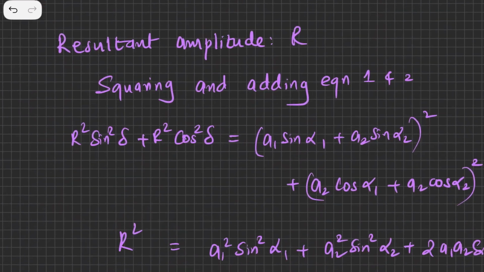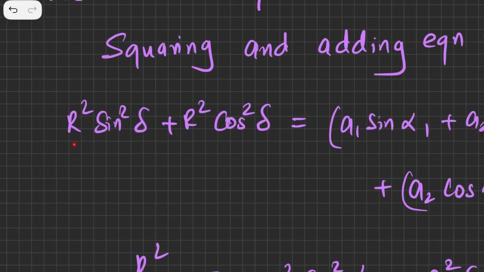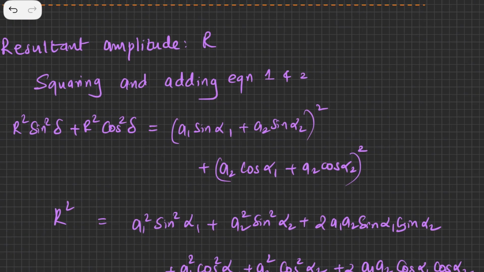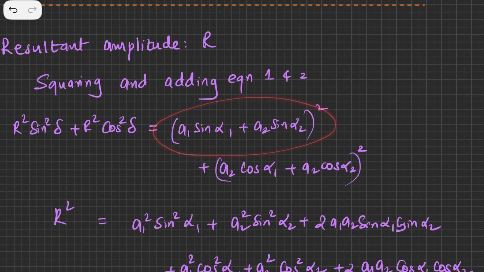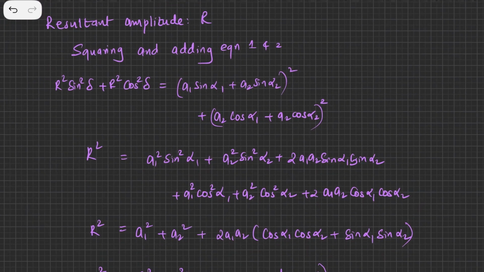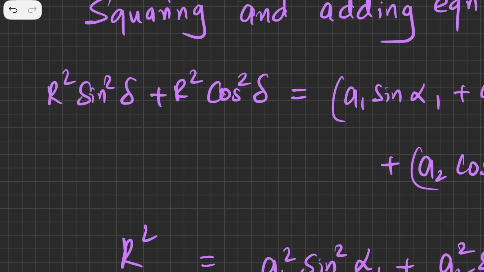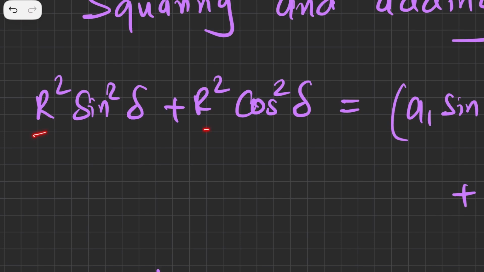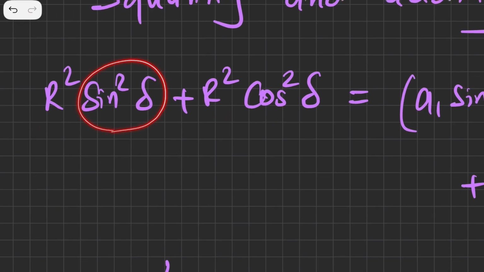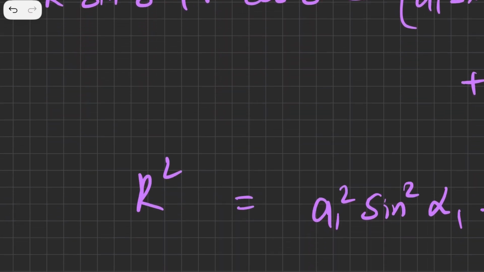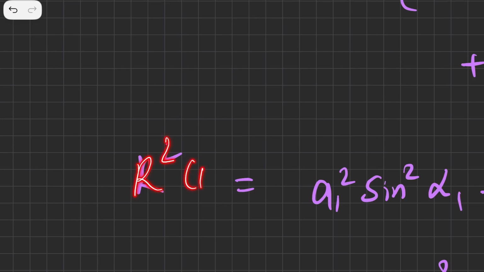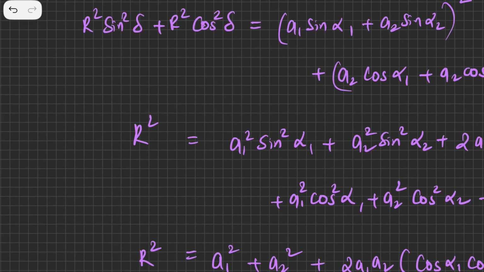Squaring and adding equations 1 and 2, you have seen that r square sine square delta plus r square cos square delta will be equal to, on the left hand side, a1 sine alpha 1 plus a2 sine alpha 2, the square of that, and a1 cos alpha 1 plus a2 cos alpha 2, the square of that. Now r square is common in these two. Sine square delta plus cos square delta will go to 1. So r square was common, and there was a bracket 1, we don't write it.